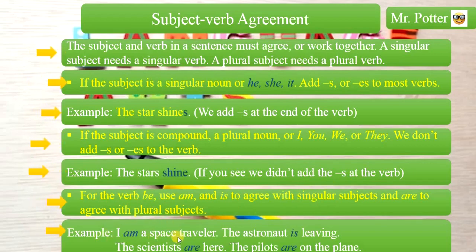Example, I am a space traveler. Because I'm talking about me, only one. The astronaut is living. Is, because we are talking about only one astronaut. The scientists are here. Why are we using are? Because we are talking about scientists, that are plural. The pilots are on the plane. Are, because we are talking about pilots, and pilots is plural.